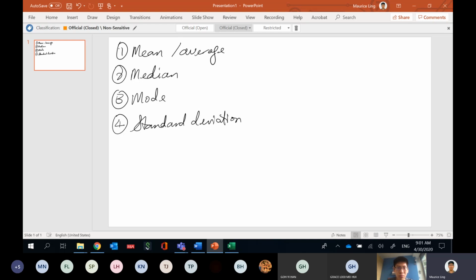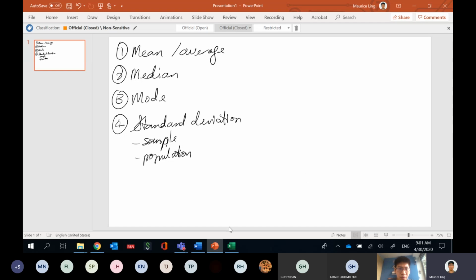There are two forms of standard deviation. One is for sample, another one is for population. So you have to know the difference on your calculator. These are the few things that you have to know well enough.